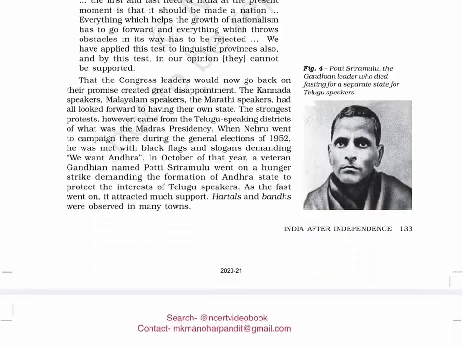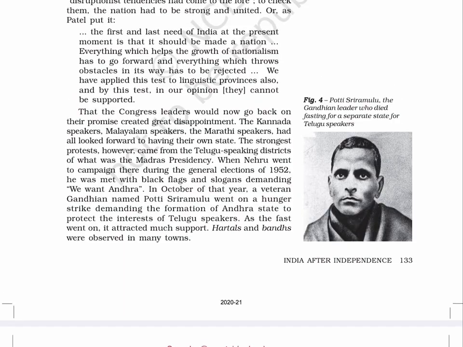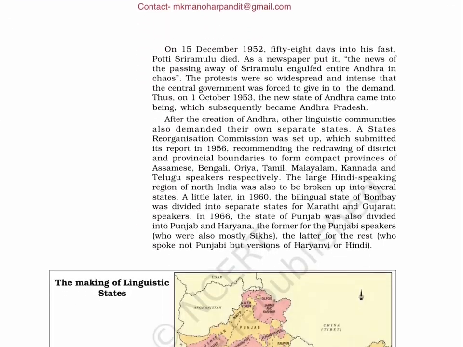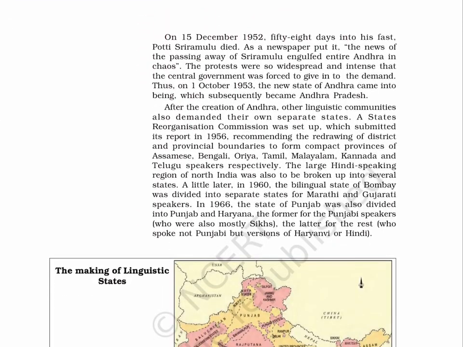Figure 4. Potti Sri Ramulu, the Gandhian leader who died fasting for a separate state for Telugu speakers. Page 134. On 15th December 1952, 58 days into his fast, Potti Sri Ramulu died. As a newspaper put it, the news of the passing away of Sri Ramulu engulfed entire Andhra in chaos. The protests were so widespread and intense that the central government was forced to give in to the demand.